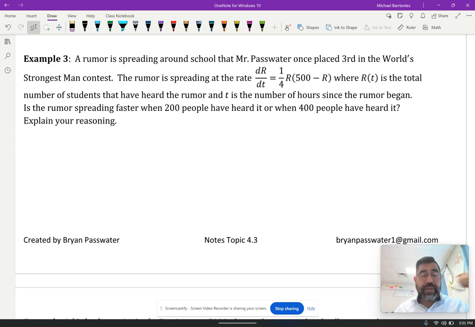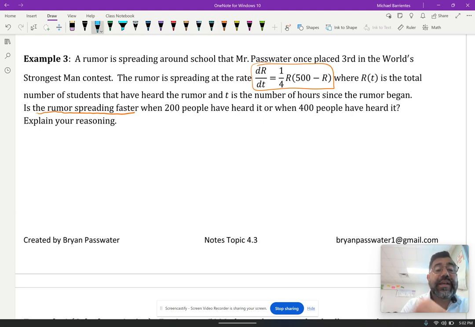Okay, so this is a little bit different. It's asking, is the rumor spreading faster? So that means I need to know the rate at which the rumor is spreading. But that's what we're given. We're given the derivative, which is the rate at which the rumor is spreading. So if I'm trying to compare at which point the rumor was spreading faster, then why don't I figure out what is the rate when 200 people have heard it and what is the rate when 400 people have heard it, and we just compare.